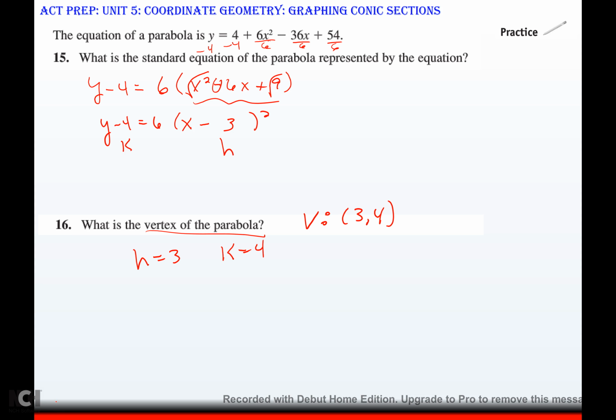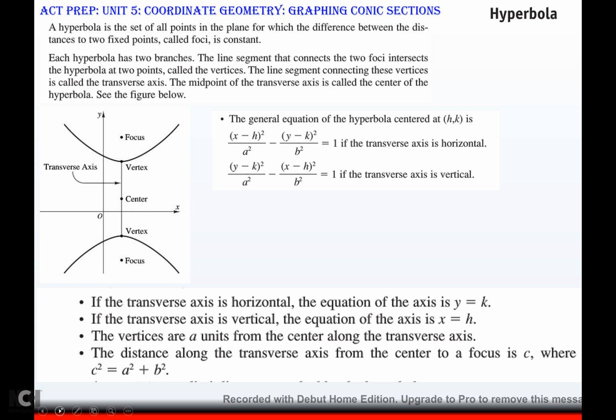Okay? Alright, now we're going to talk about hyperbolas. A hyperbola is a set of all points in the plane for which the difference between the distances to two fixed points, called foci, is constant. Remember, for an ellipse, it was the sum of the distances to two fixed points that was constant. And so the only difference pretty much between a hyperbola and an ellipse, as far as the equation goes, is the ellipse has to be the plus, and the hyperbola has to be a minus, and the other side has to be a 1.